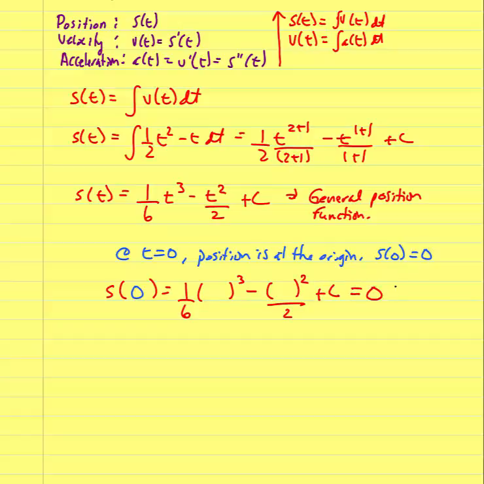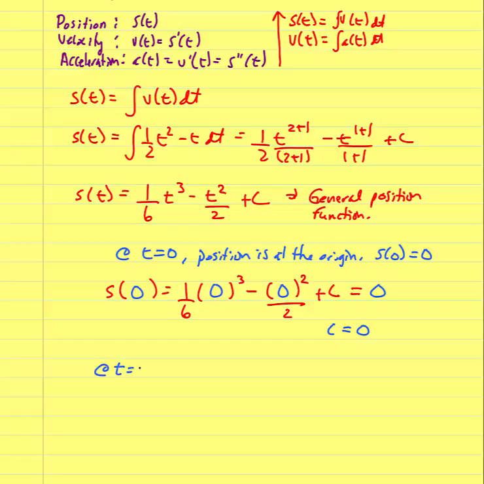And when I'm all done, this equals 0. So I'm plugging in 0. This 0 over here comes from my input. The 0 on the end comes from the output. So solving, this goes to 0, this goes to 0, and I'm just ending up with c equals 0.